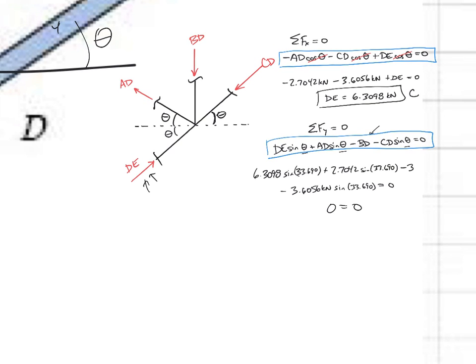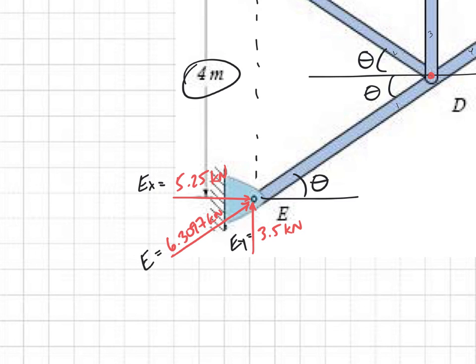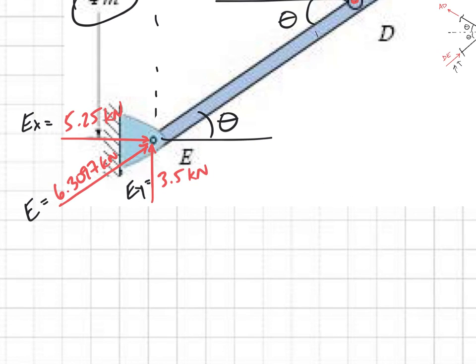The last equation here that you could have done, and this would have been to get DE, is you could have gone down here and done joint E. Joint E would have looked like this, with 6.3097 kilonewtons, and we would have had DE right here, and we would have figured out that DE was compressive. We wouldn't have even done sum in the X or the Y. We would have done sum in the X prime direction, because that would have been the easiest way to do it.